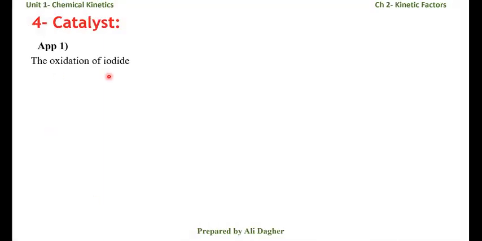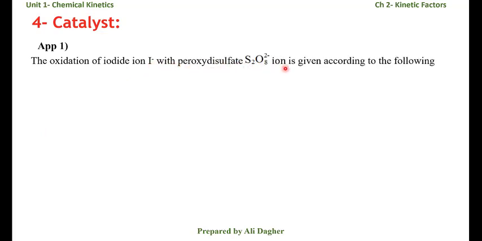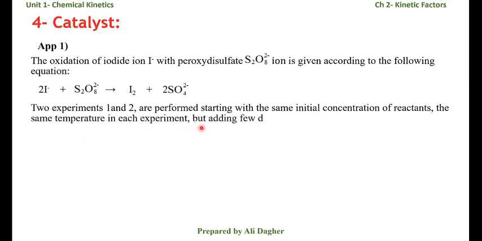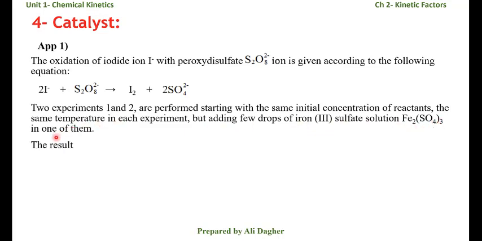Application 1. The oxidation of iodide ion I- with peroxydisulfate ion S2O8 2- is given according to the following equation: 2I- plus S2O8 2- gives I2 plus 2SO4 2-. Two experiments 1 and 2 are performed starting with the same initial concentration of reactants, the same temperature in each experiment, but adding a few drops of iron(III) sulfate solution Fe2(SO4)3 in one of them. The results are represented in the following table.